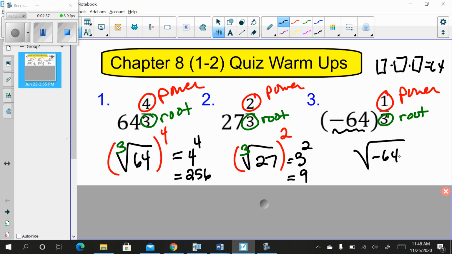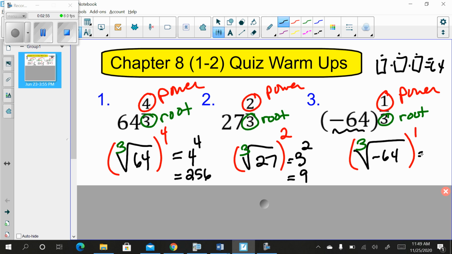So we've got to think about it. This is something that's going to be legal to do. We need to take the cube root of that and then raise that whole thing to the first power. So when I see negatives under the radical, I worry a little bit, but cube root totally fine, because a negative times a negative times a negative will give you a negative 64. So that's completely legal to do.